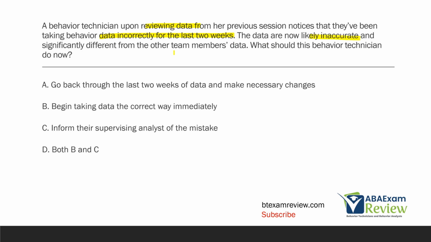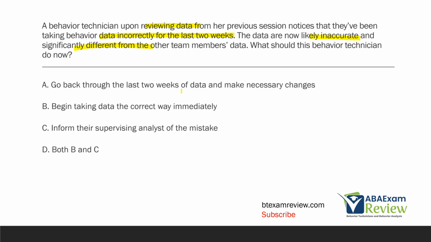The data are inaccurate and different from other team members' data. Long story short, data aren't usable, right? We've got to get rid of this data. It's incorrect. Now, the technician has discovered this mistake. What is their next step? Because they've made a mistake, and that can be hard to admit, but we can't go on taking bad data and we can't use bad data.